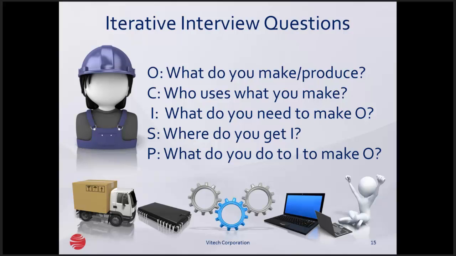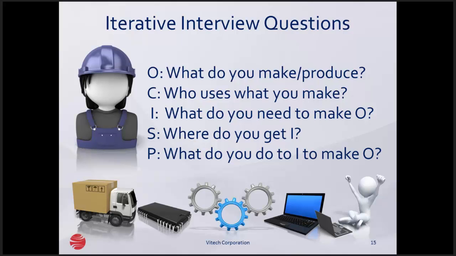We followed up on this question by asking, who uses what you make? The answer to this question identified the customers of the process. This is the C in SIPOC. Once we established the identity of the customers, we asked, what do you need to make your product? Their answer identified the inputs necessary for the process, which of course are the I in our acronym.